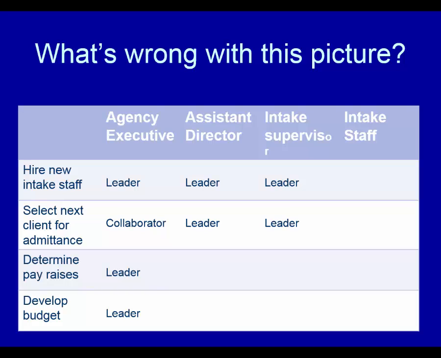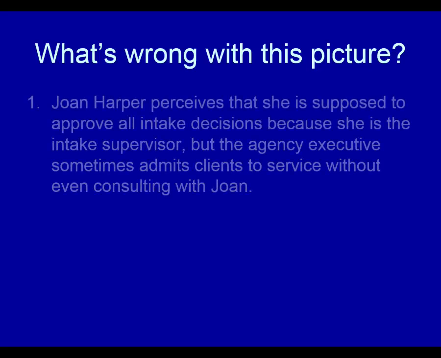The first thing that grabs me here is the first line, hire new intake staff. This has three different people who are designated as the leader. That may be okay if you're talking about different staff, but we're talking about intake staff, one kind of staff, where you should not have more than one leader. The second one has the same problem. For selecting new client for admittance, you have two people who are the leader. I would say too that another issue is the executive is the leader on three of those, and collaborator on one. You have to wonder, does this person have the time to do all that?